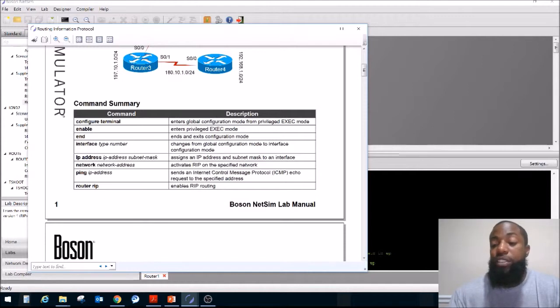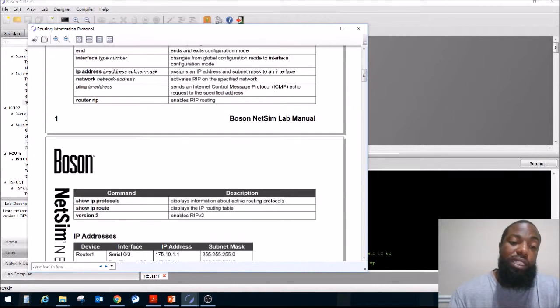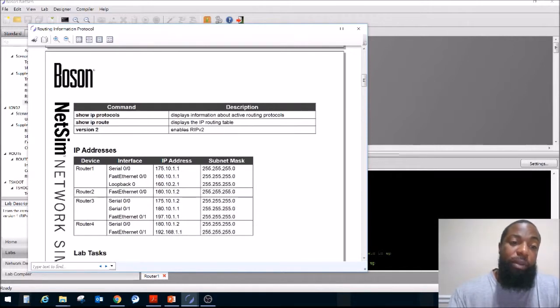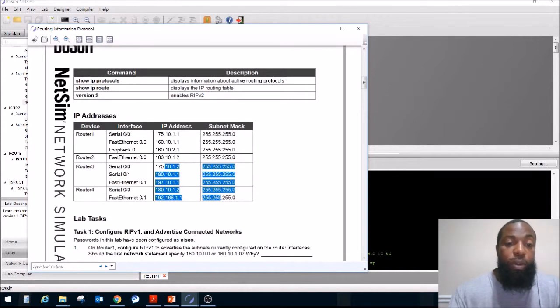This is a real refresher, to be honest with you. I don't know why it's on the CCNP exam, but this seems more of a refresher topic. Here are a couple more commands: show IP protocols, show IP route, and version 2. Like I said, it enables version 2. These are the IP addresses we're going to be working with.